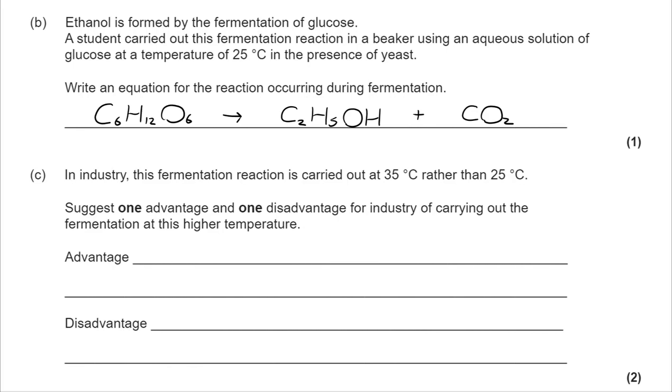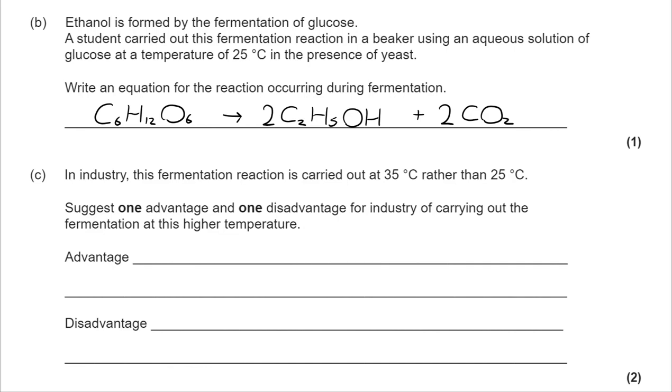Now this is commonly used to make alcohol that people drink. It's also commonly used as a part of the bread making process where the CO2 causes the bread to rise. Still not balanced though, because I've only got 1, 2, 3 carbons, I've only got 1, 2, 3 oxygens, and I've only got 5, 6 hydrogens. So to balance it, I need to put a 2 in front of each of those, and I've now got 6 carbons, 12 hydrogens, and 6 oxygens.